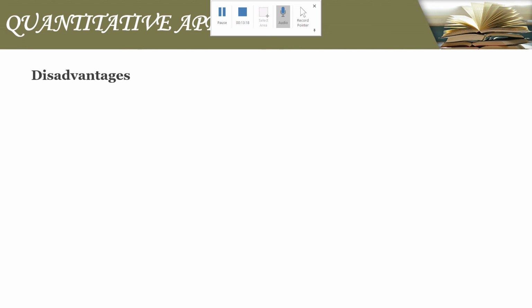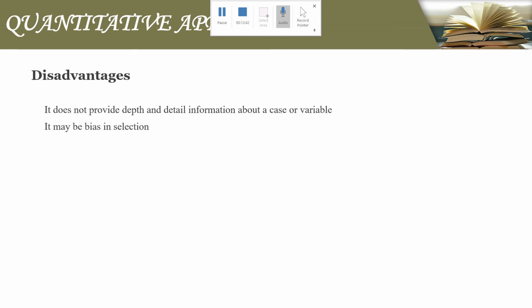However, this is not a holistic approach without difficulties or challenges. Here are some of the disadvantages of quantitative approach. It does not provide depth or in-depth information about a case or a variable as compared to the qualitative that can study a phenomenon in depth or in detail. It may be biased in selection.